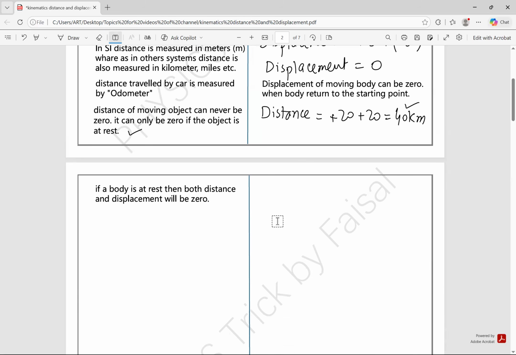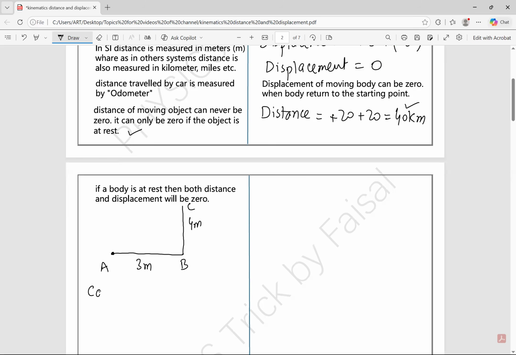So we can understand this by solving this question. Suppose a person walks 3 meters from A to B, and then it moves 4 meters from B to C. A to B, it is traveling 3 meters. From B to C, it is traveling 4 meters.